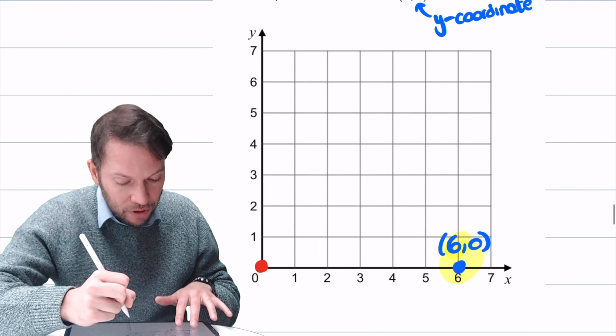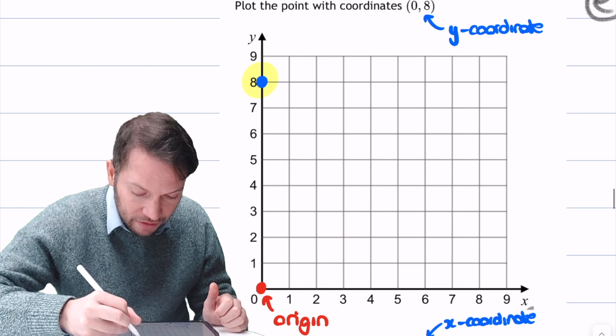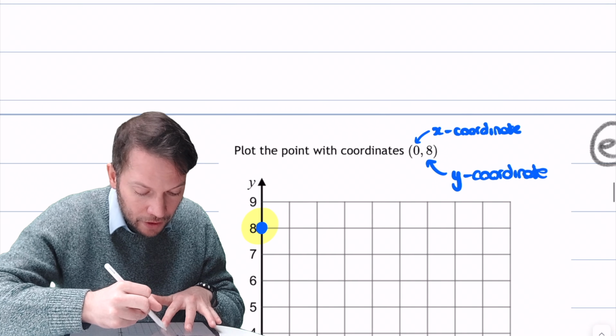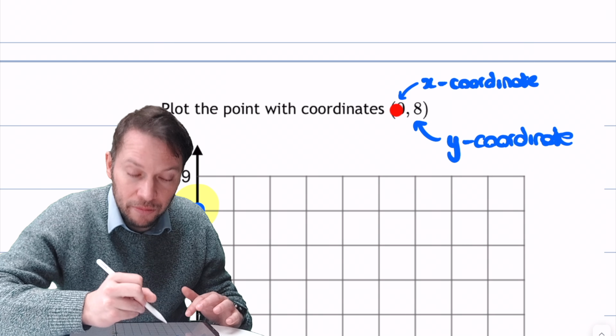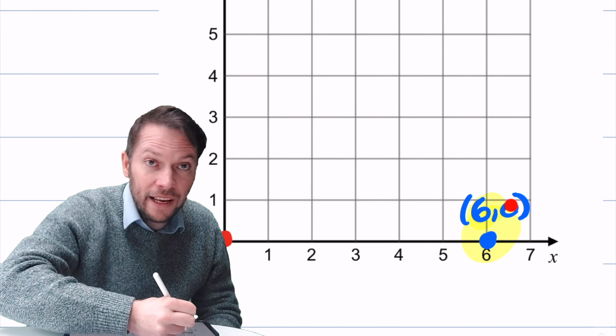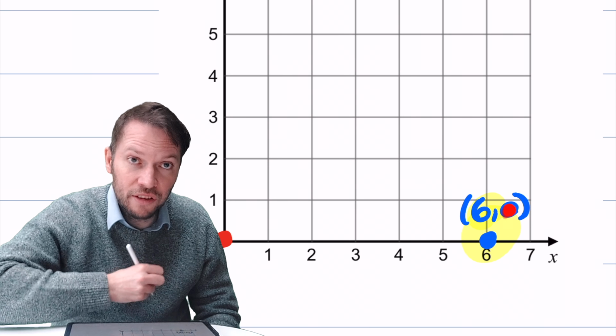So in general, when you're on the y-axis, like this, you've got a point on the y-axis, you'll find that the first value, the x coordinate, is going to be 0. Whereas if you're on the x-axis, you'll find that the second value, the y coordinate, is going to be 0.